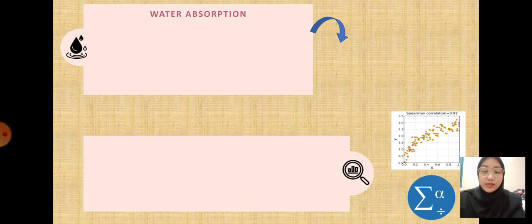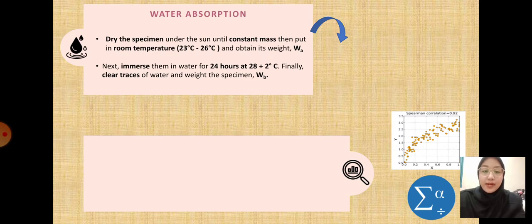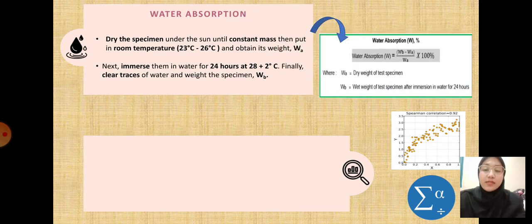For water absorption, dry the specimen under the sun until it reaches constant mass, then put it at room temperature and obtain its first weight. Next, immerse them in water for 24 hours at 28 plus or minus 2 degrees Celsius. Finally, clear traces of water and weigh the specimen for the second weight. This is the formula that I use to calculate the percentage of water absorption.